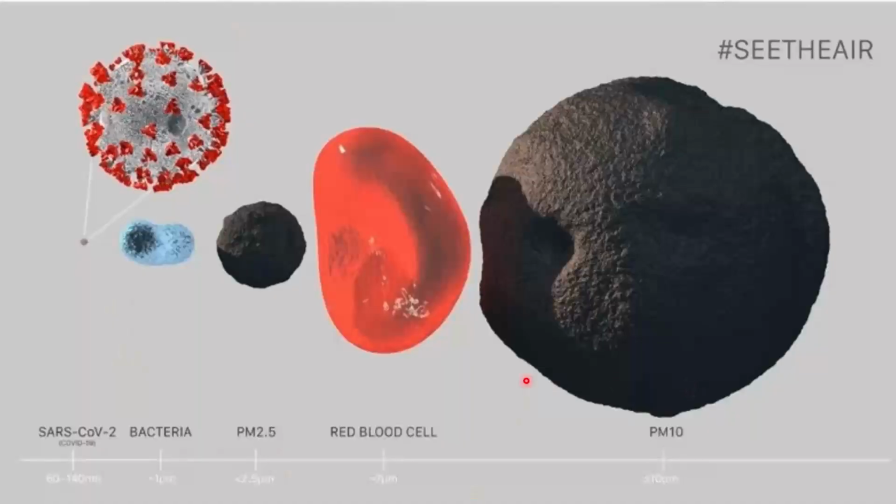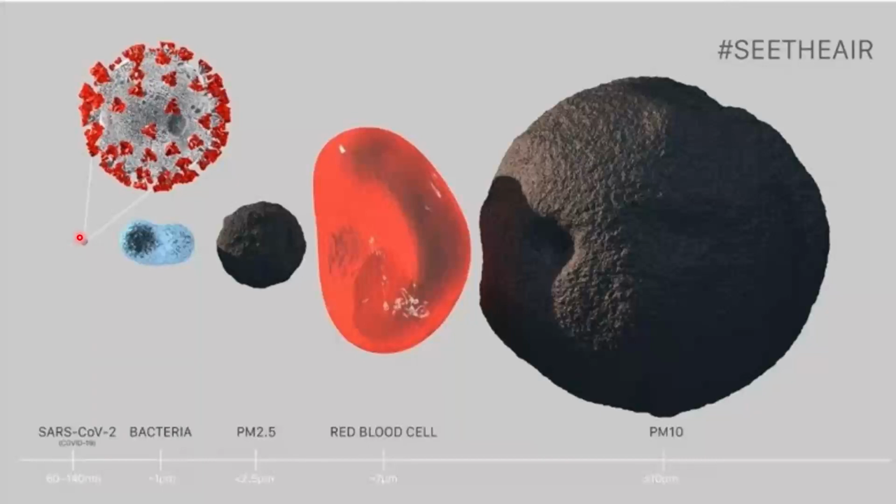One last way to look at it, if you prefer, this is a PM10 over here, this black blob. Here is one of your red blood cells. There's PM2.5, smaller than your red blood cells. So this is a pretty small thing here. Bacteria, even smaller than that. And then this is not your SARS-CoV-2. That little dot is a blown up version of him because it looks cool. So that's that little guy there. So it's pretty small stuff that we're looking to get here.